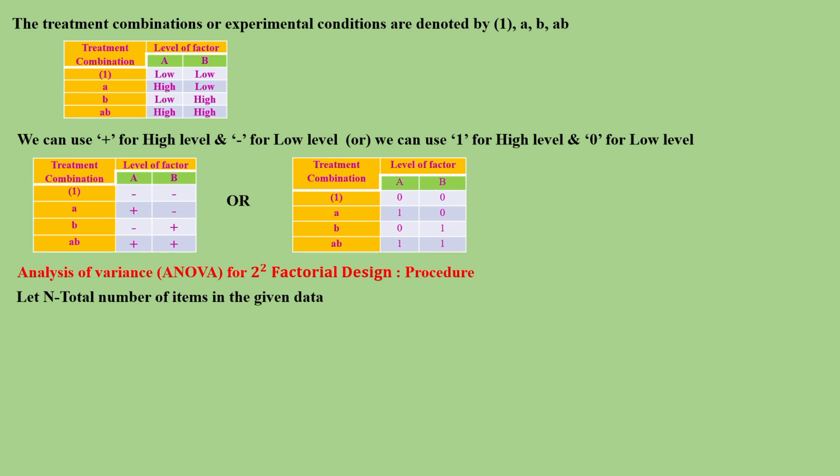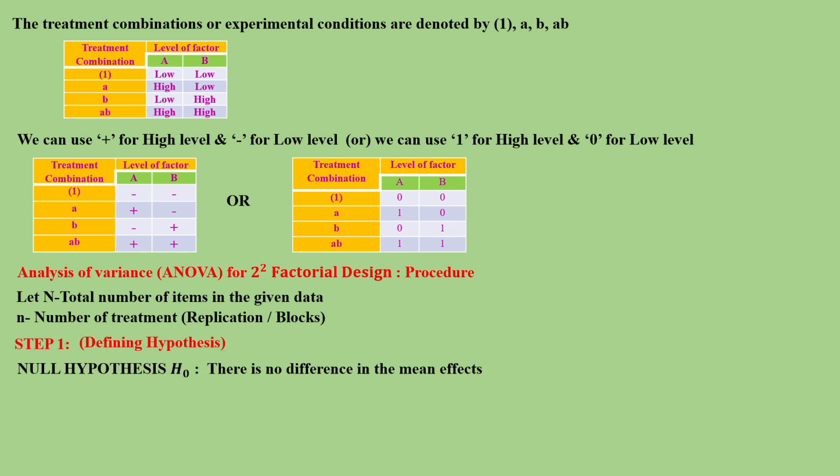So, number of items in the data. N is the number of treatments, replication, block. First step, defining the hypothesis. Null hypothesis: there is no difference in the mean effect. Alternate hypothesis: there is a difference in the mean effect.